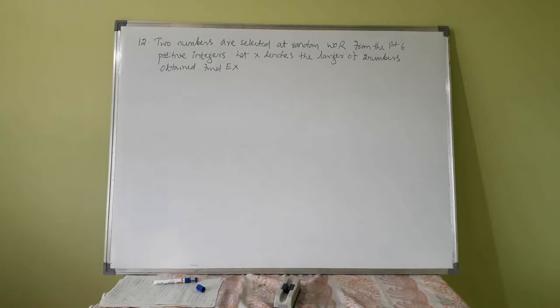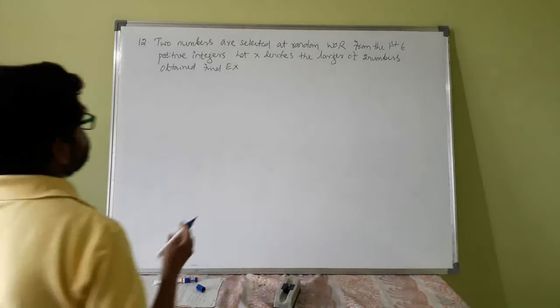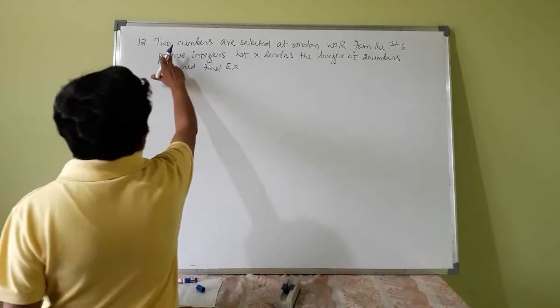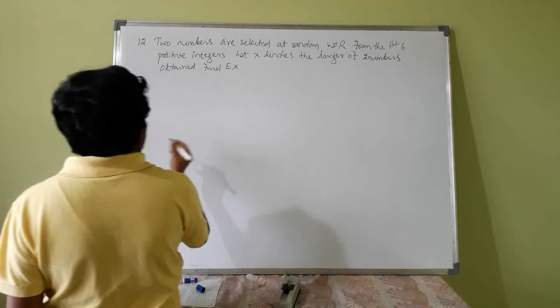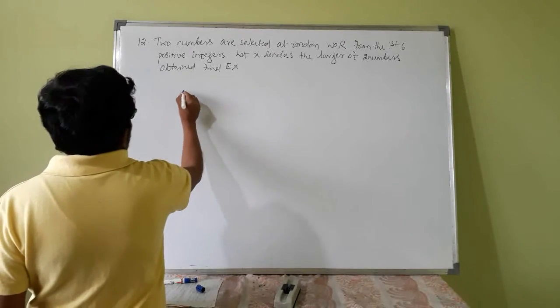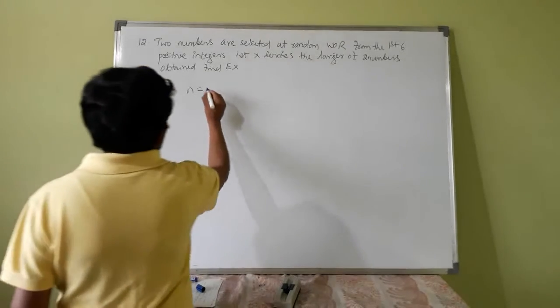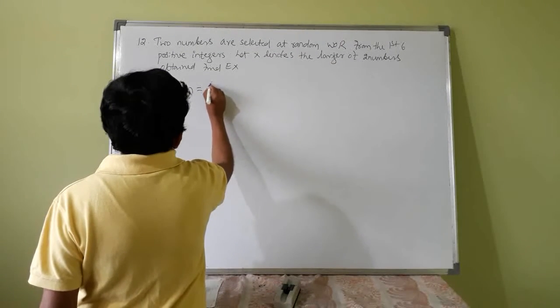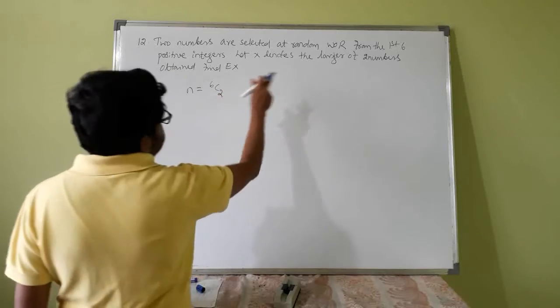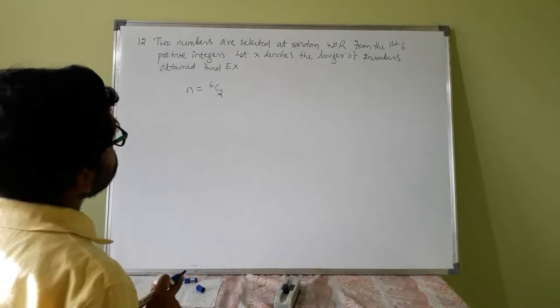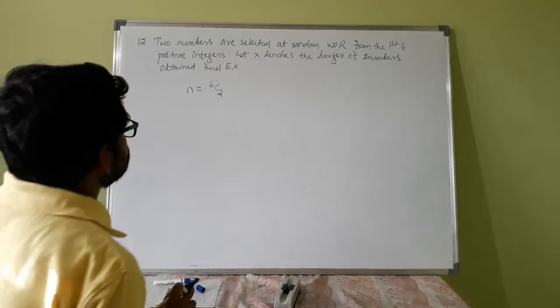Okay. See here, if you understand the meaning of this content, then the procedure is simple. A direct application of the definition of expectation of X. Here you are going to select two numbers. So n, the total number of outcomes, is 6C2. Out of the first 6 positive numbers, you have to select 2.